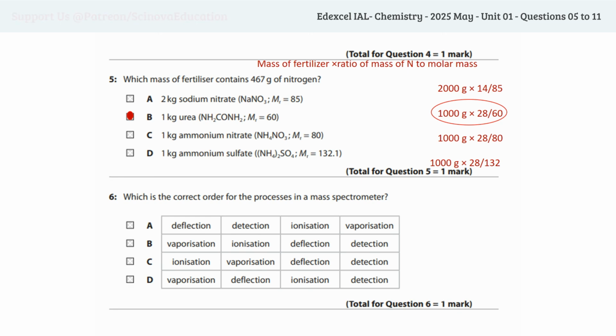Question 6. Which is the correct order for the process in a mass spectrometer? We know the first step is vaporization, so options A and C are dismissed. Out of B and D, option D says the second step is deflection. No, before that we have to do ionization. Vaporization produces atoms which are not charged. They cannot be deflected. Before deflection, they have to get a charge, which is achieved by ionization. So the correct option is option B.